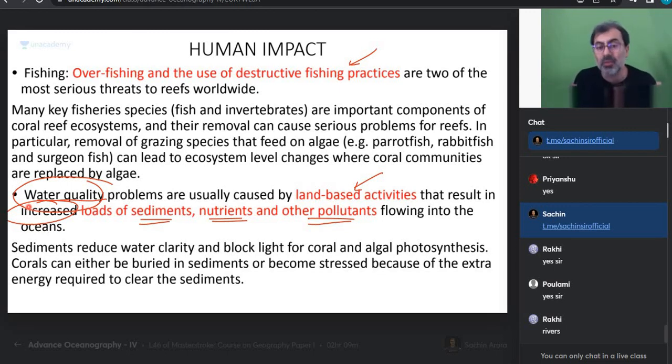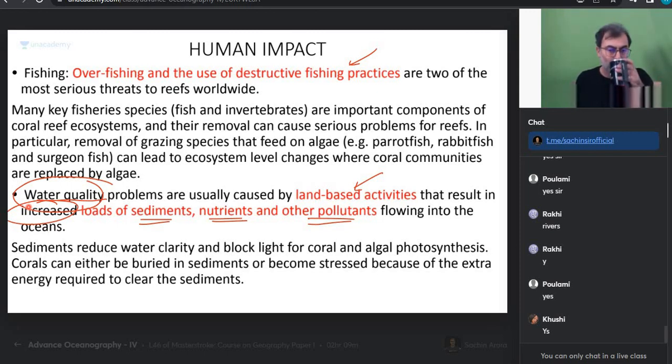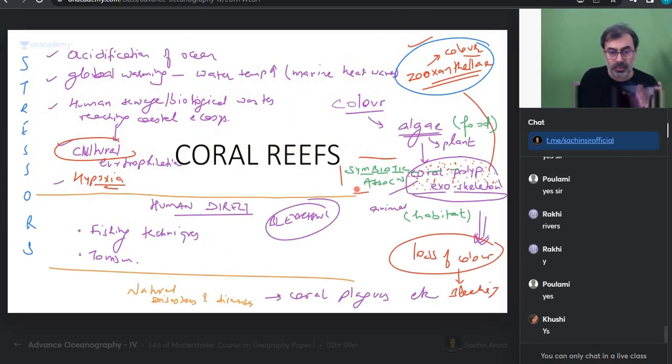When you deforest, soil gets eroded. Yes or no? Reaches the water bodies. True or not? When you blast for developmental projects, many things are happening. So they are putting a load of sediments, nutrients. Remember, agricultural residue and all those things reaching the water. That's also there, and other pollutants flowing into the oceans. Sediments reduce water clarity, and remember turbidity. They want clear water. लिखा था हमने कहीं पर. Did I write clear water?